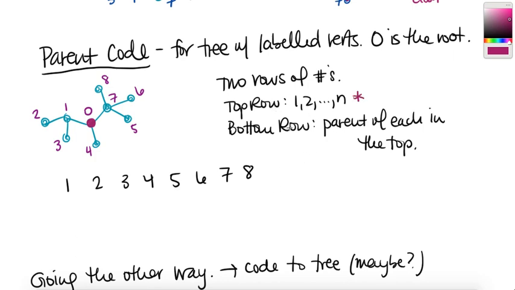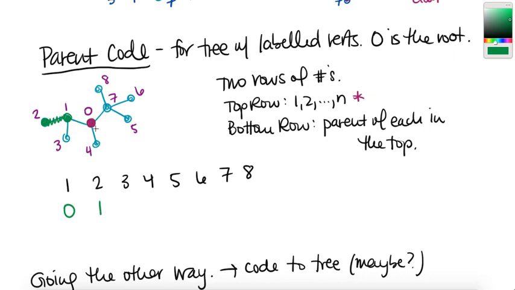And then the bottom row, you look at the number and you see what is that vertex's parent. So let's look here. Okay, so I'm going to start with 1. And I see, okay, here's vertex 1, and its parent, right, I go from 1, I walk closer to the root. So from 1, if I go closer to the root, I get 0. Okay, and then 2, well, here's vertex 2, and I walk closer to the root, and I get to vertex 1.